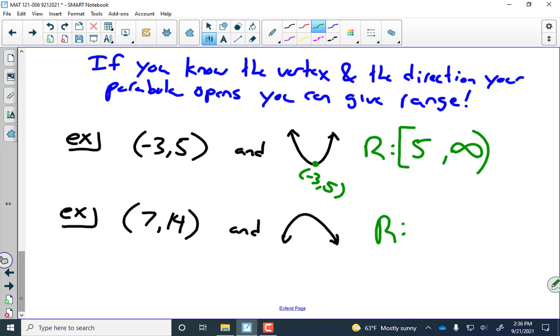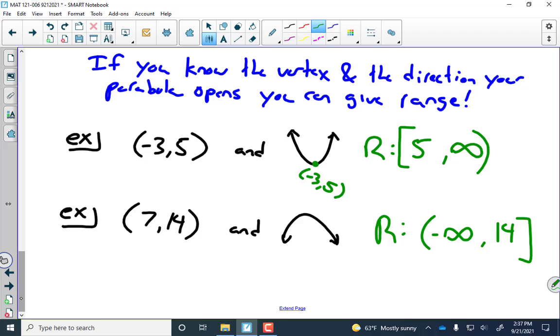Everyone's writing down the range. Everyone's first figuring out if they're going to be using infinity or negative infinity by looking at the picture. And then they're going to write down the other value. What does this one do? Down to negative infinity or up to infinity? Negative. Down to negative infinity and all the way up to what? 14 with a bracket.